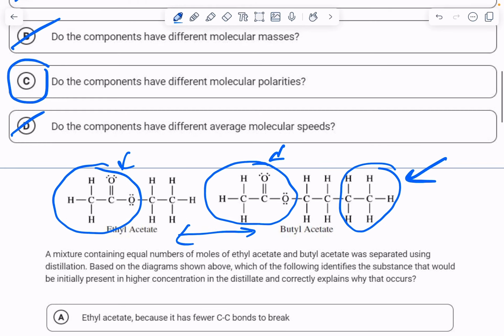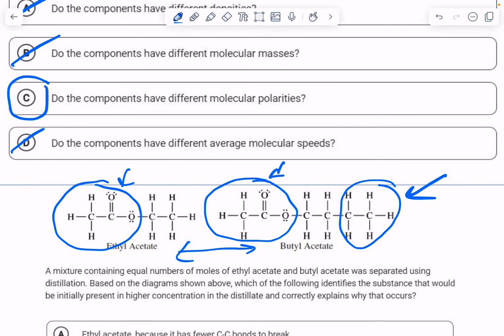So looking between these two, my guess is because butyl acetate has stronger intermolecular forces, ethyl acetate is going to be a higher concentration of distillate. It's going to have the weaker intermolecular forces, so it's going to boil off faster.